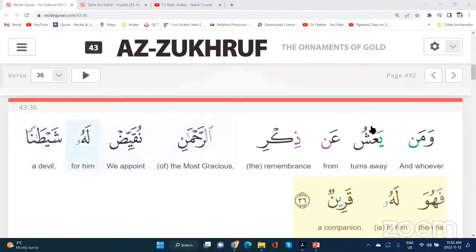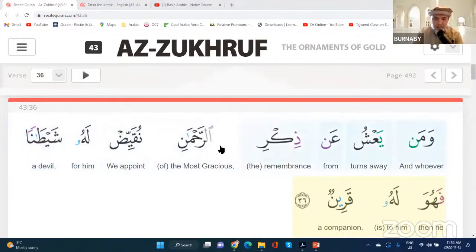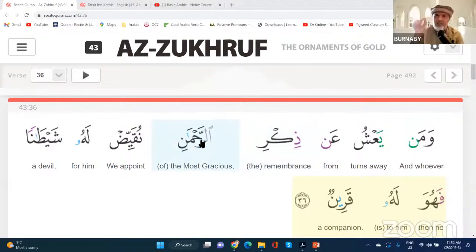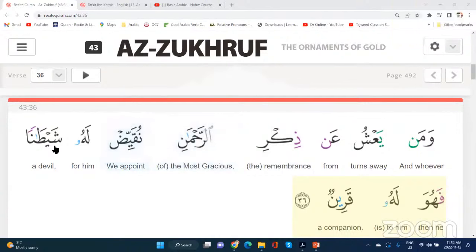Mashallah, now if you apply the rules, you can tell me there is a harf here. Zikri, this is a noun. Ar-Rahmani, Rahman is also a noun. And over here, do we see jar? Yes. The remembrance of Rahman. So this Rahmani is in the status of jar, right? Yes. Nukayyid is a verb, right? So we appoint, it's an action. Shaitanan in the status of nasab.